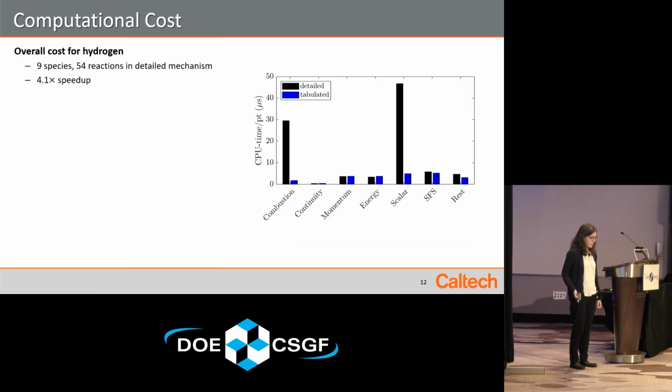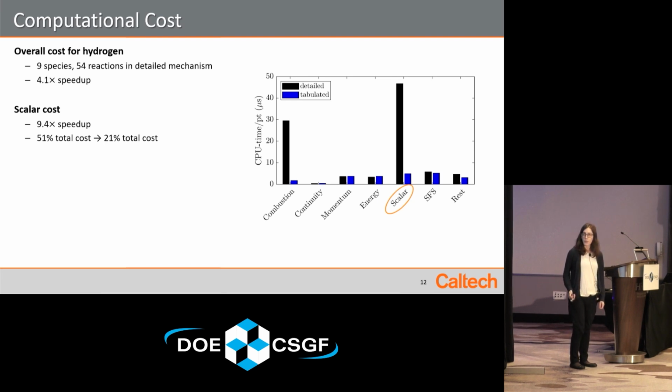So in terms of the computational cost, overall, for hydrogen combustion, we had over a 4 times speed up in our simulations. I'm showing here the CPU time per point for different components of the code. There are a couple notable differences. First, with the scalar transport, we go from having 9 species that we need to transport down to 1 scalar, the progress variable. And so we see over a 9 times speed up in the cost of that part of the simulations.